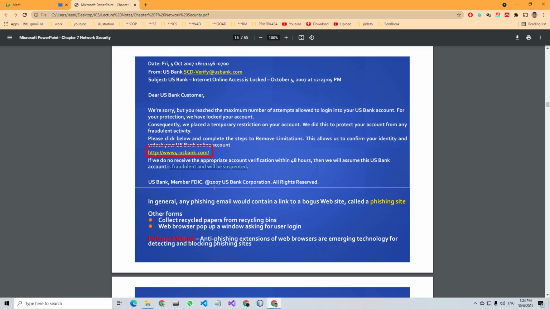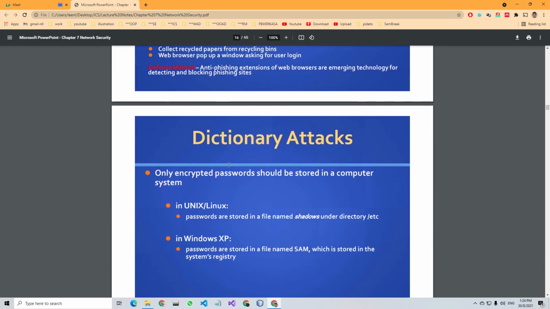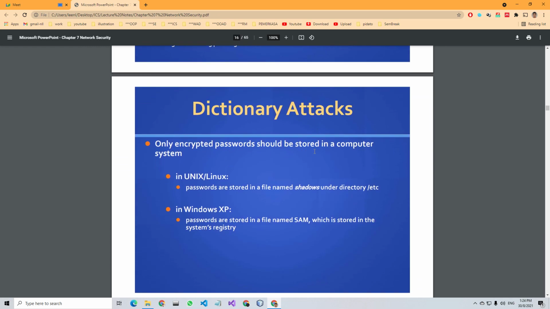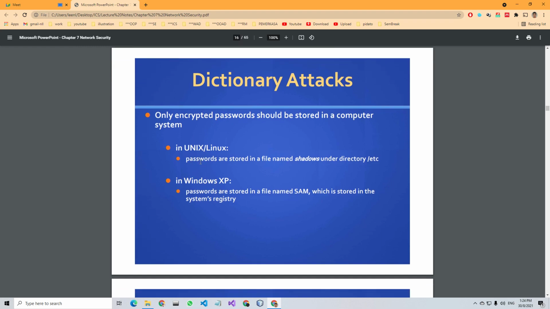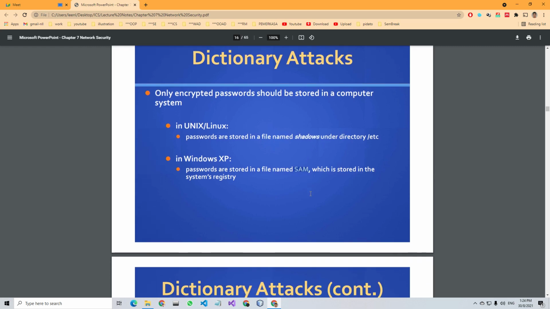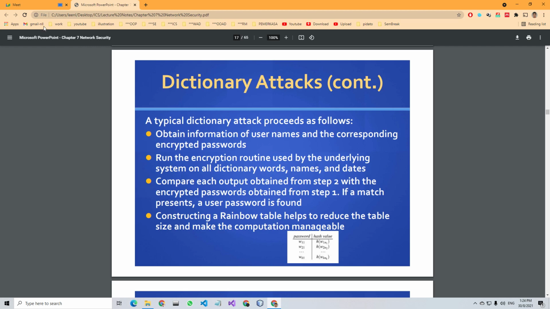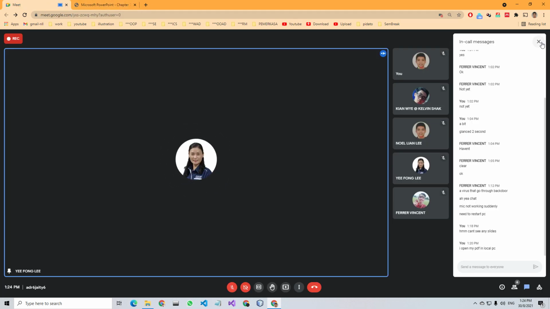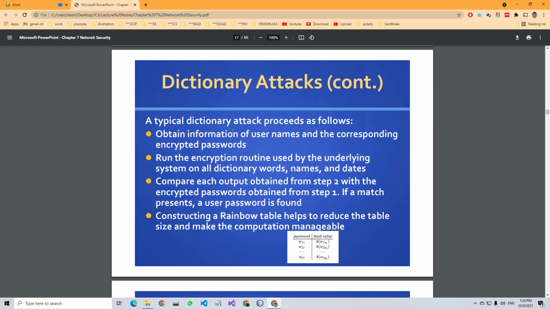Next one, dictionary attack. Only the encrypted password should be stored in a computer system, say Linux or Windows, stored in a system registry. So what is this dictionary attack? Let me summarize it for you. A dictionary attack you can think of as a brute force tactic, trial and error. The attacker might run through common words or phrases, such as those available in a dictionary. They will guess the password.